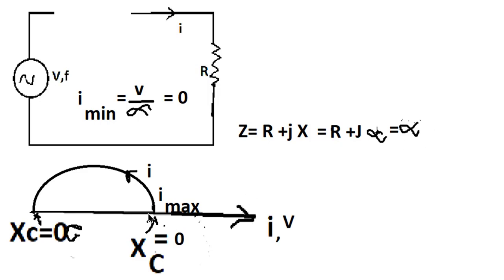Now when XC is infinity, the current is 0, which means this is I max, which means this becomes automatically I equal to 0. So for all practical values of capacitor, meaning more than 0 but less than infinity, current leads the voltage by some angle because of the presence of the resistor. Otherwise, in a pure capacitor, current leads the voltage by 90 degrees.